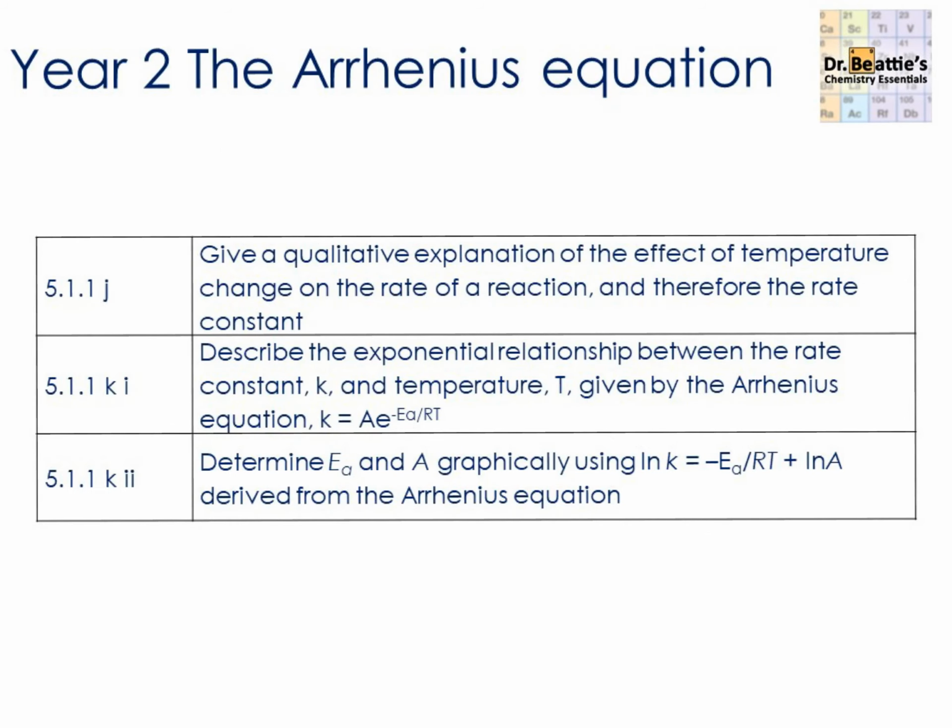So this concludes the video on the Arrhenius equation. What we've done is we've looked at explaining how temperature affects rate constant and therefore affects the rate of reaction. And that is all given by the Arrhenius equation here. Rate constant equals frequency factor times the exponential of minus the activation energy divided by the gas constant times the temperature in Kelvin.